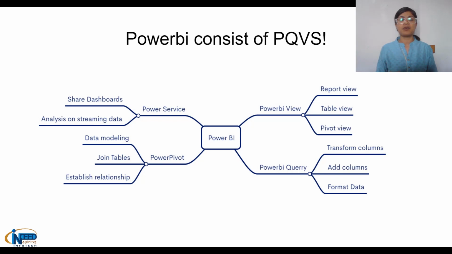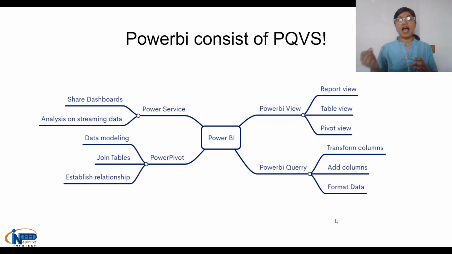So first we have Power Pivot. In Power Pivot, we do the data modeling. We establish a relationship between the different data sets. As we know, we can bring different kinds and formats of data into Power BI. For these different types of data, we can establish a relationship between two tables and generate a data model.